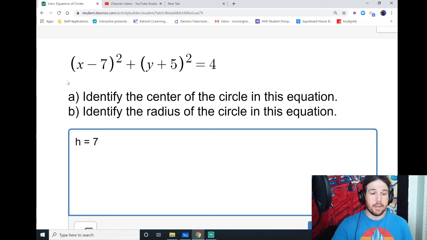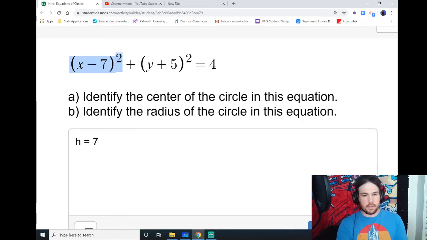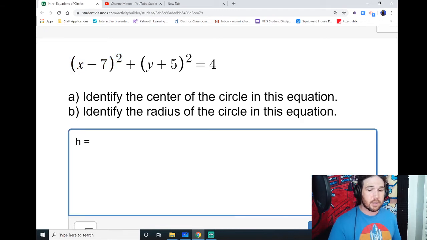Because again, this piece of the equation is x minus h, x minus 7. H is 7. H is not negative 7. If h was negative 7, then you would have x minus negative 7, which is the same thing as x plus 7. I will be restating this idea a lot in the next few minutes. So again, if you don't get it right now, don't worry about it. H is 7. Okay?